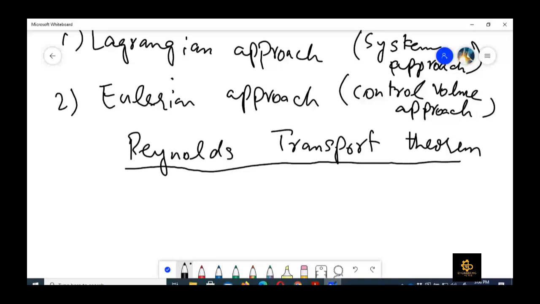to analyze in control volume space, because we know that all the physical laws are applicable for the system approach, not for the control volume approach. So that's why we need that conversion from the system to the control volume approach.